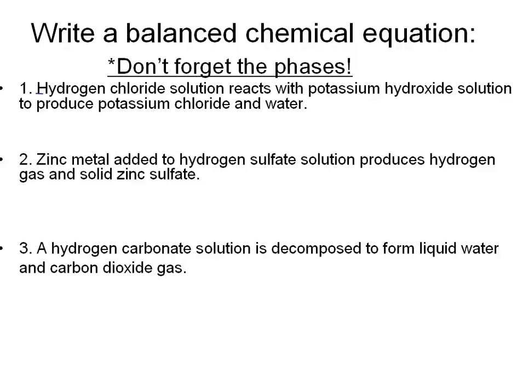Okay, so for this problem here, you're being asked to write and then balance a chemical equation, and you're given 3 problems. So let's go through the different steps to do this. First thing I like to do is go through and circle all of the chemical compounds that we have. The first one is hydrogen chloride solution. That's going to be important. It reacts with potassium hydroxide solution to produce potassium chloride and water.